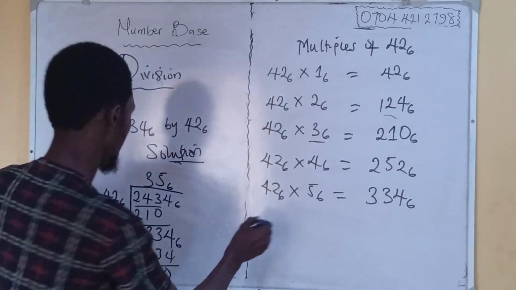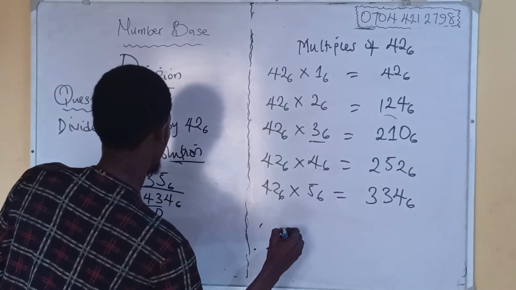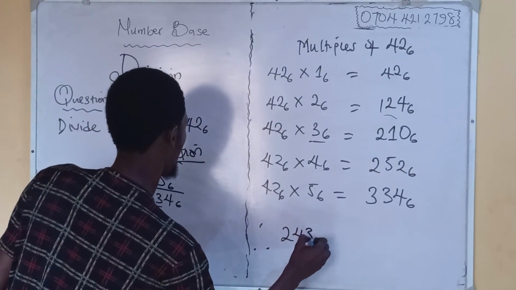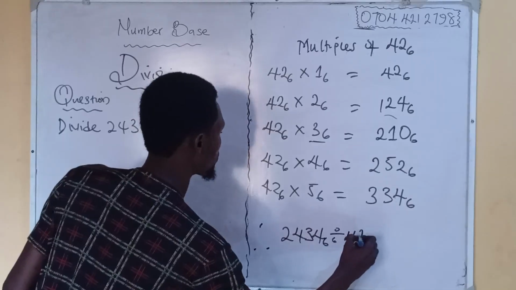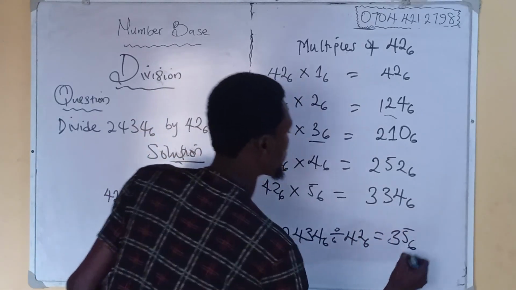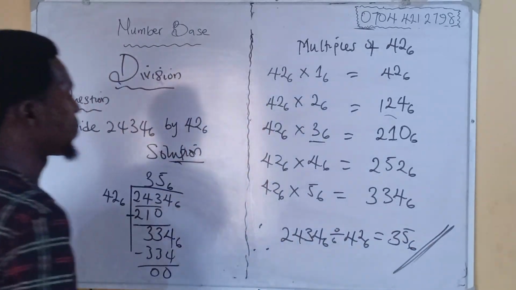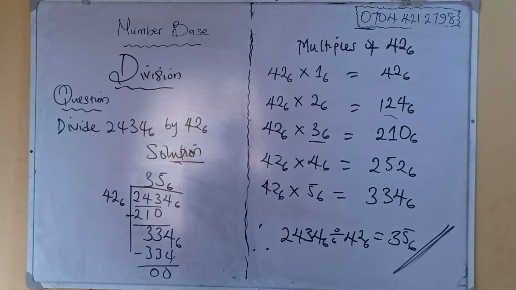My brother, therefore, you have that 24346 divided by 42 base 6 equals 35 base 6. That is how division is carried out in number base. You can try other questions. You will be happy.